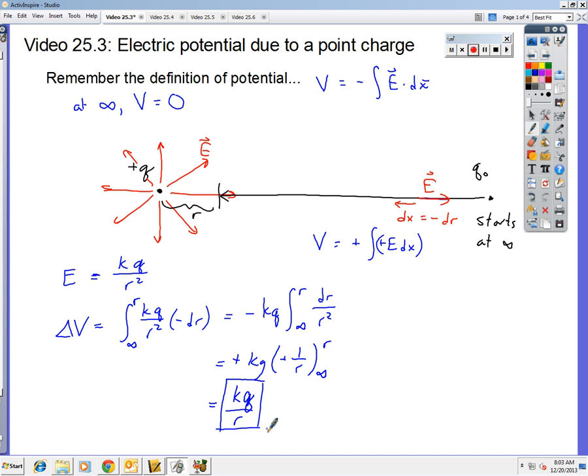This particular derivation is not going to be on the AP exam, but you should know it because similar problems where you have to integrate the electric field to get V will be on the exam. You should memorize this expression for the potential due to a point charge. In this case, Q is the charge that is creating the potential around it, just like it is with the field. Q naught, notice, our test charge, doesn't show up at all in the equation.